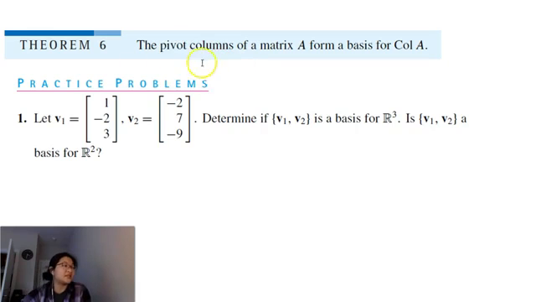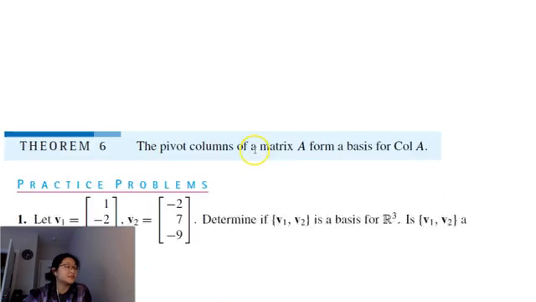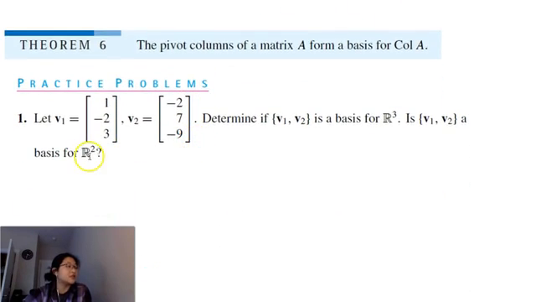One more thing is that the pivot columns of a matrix A form a basis for Col A. That's what we saw up here, where we had our pivot columns from our reduced form. Those told us what our basis was. So there we go. So pause the video and work on this problem.